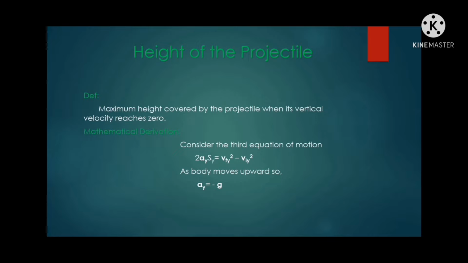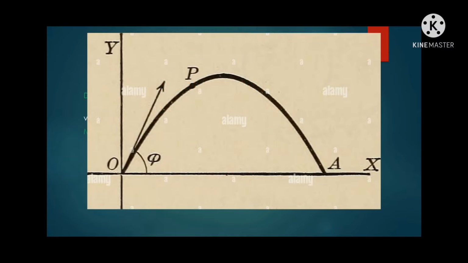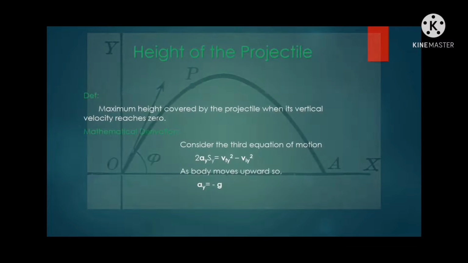height of the projectile. Here we shall have to replace a by minus g. Here g shows the gravitational acceleration. In this diagram we can see that the object being projected, or you can say projectile, is moving in a direction opposite to that of the gravitational acceleration. So we have to replace a by negative gravitational acceleration.